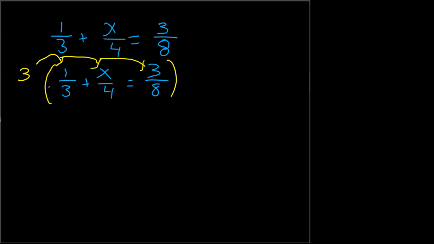So for the first term, the 3's cancel, and that leaves me with a 1. For the second term, the 3 multiplies the x, and I get 3x over 4. And for the last term, the 3's upstairs multiply, and I get 9 over 8. But I still have fractions, so I'm going to continue to get rid of the fractions one by one.